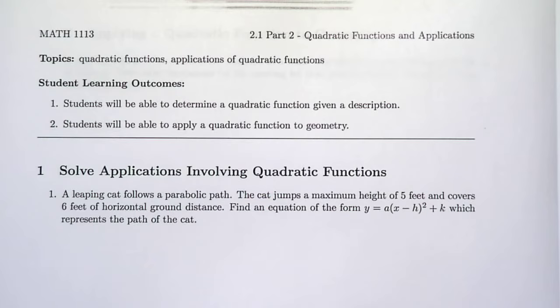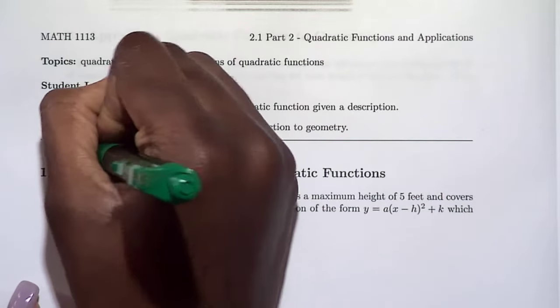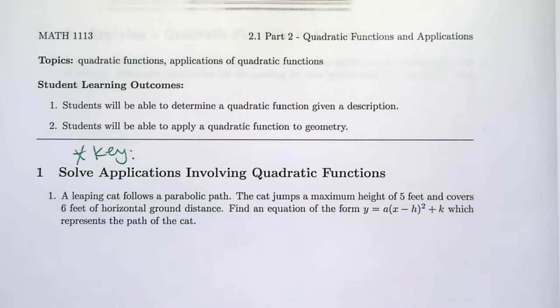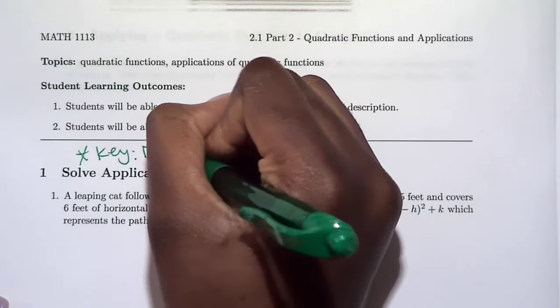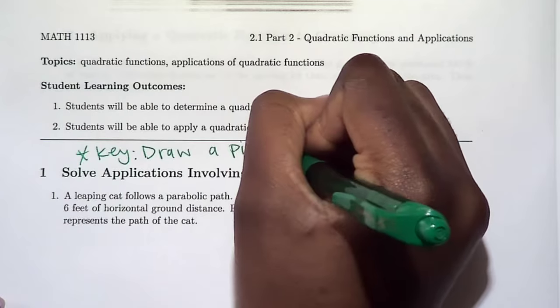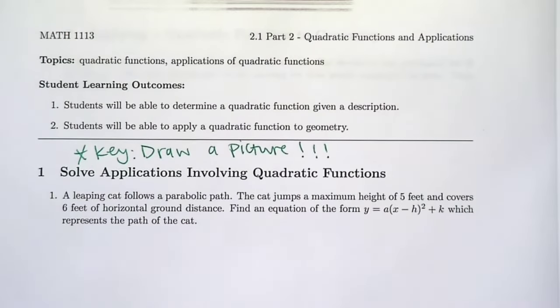All right, so the things you'll be able to do in this section are determine a quadratic function given a description. You'll also be able to apply a quadratic function to geometry. So this is an applied problem with some type of constraint, like a shape that you'll see. We will be drawing pictures for all of these questions because they really help you answer the question. My biggest key here for these application problems is to draw a picture, with 3 exclamation points because I can't stress how helpful that will be.